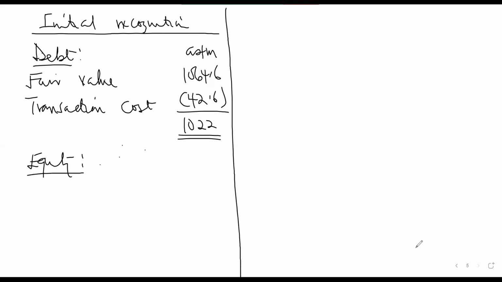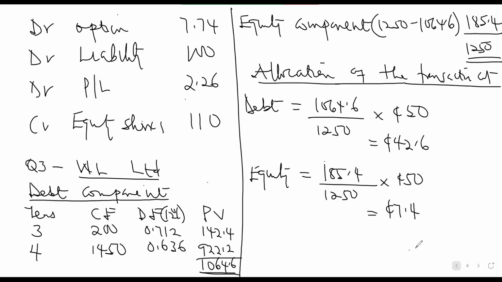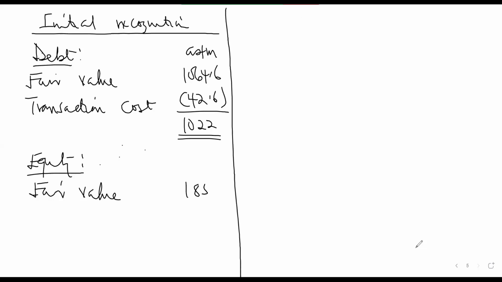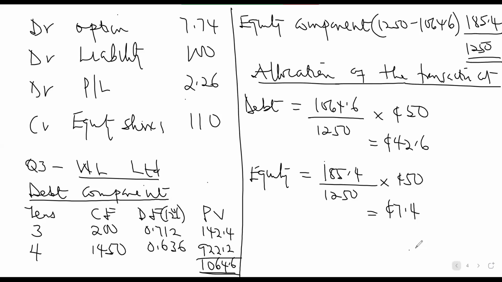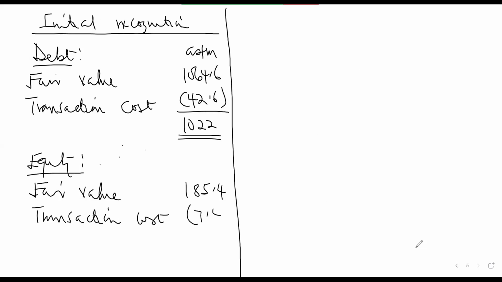Let's come to our equity. The initial recognition of equity. We have the fair value of what? 185.4. Then we now have the transaction cost of 7.4. What are we having? $178. Okay, 178.